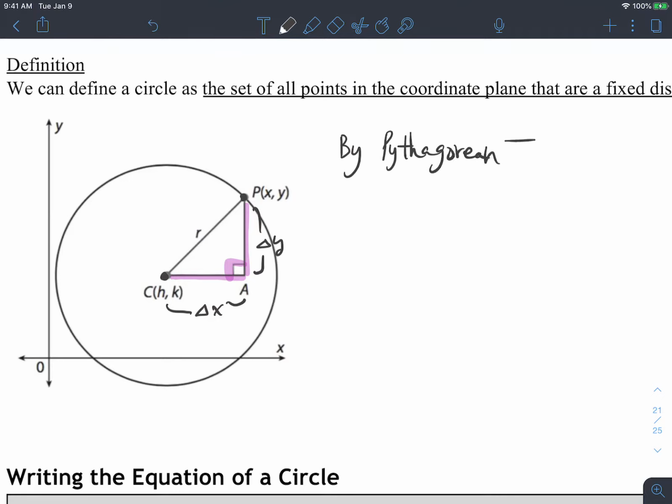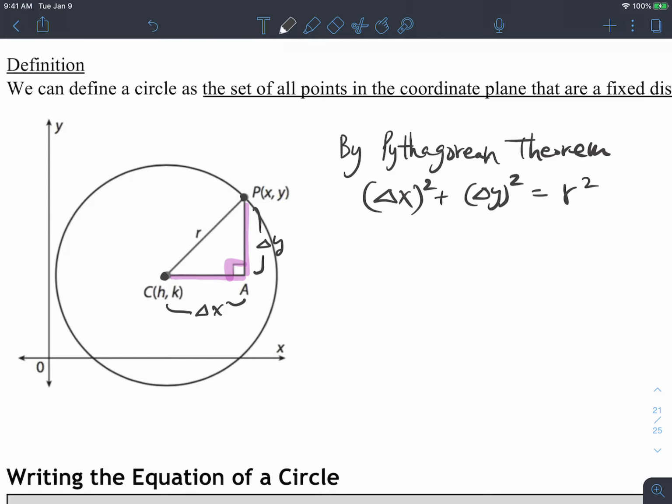Pythagorean theorem. So we know that the change in x squared plus the change in y squared, so it's basically the length in the x direction and the length in the y direction, when you square each one of them, adds up to r squared. The sum of the squares of the legs equals the square of the hypotenuse, right?